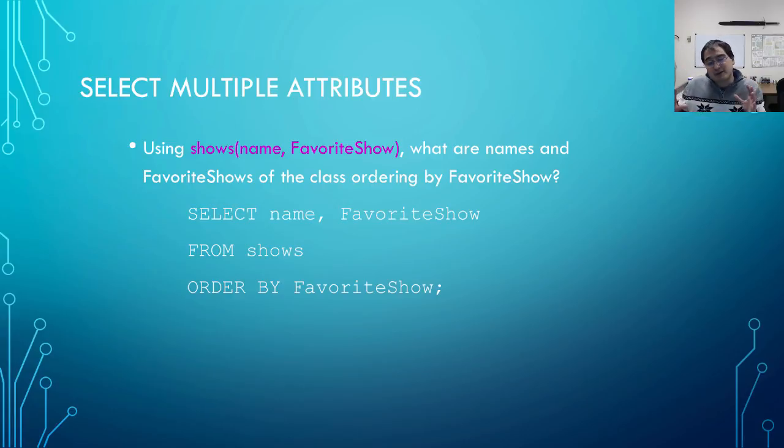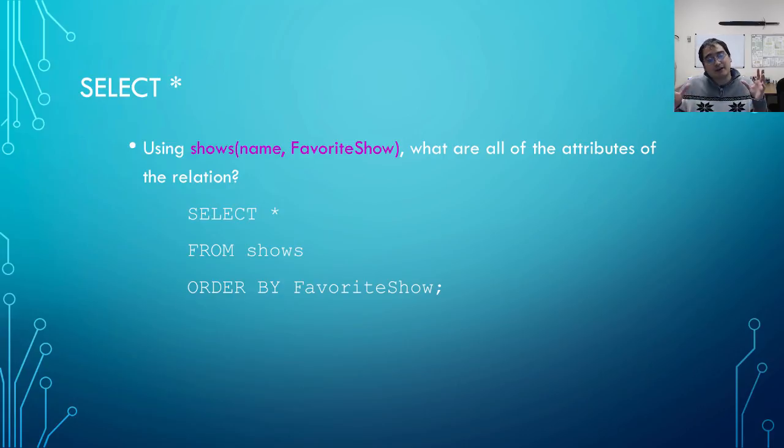However, sometimes it's really annoying to specify all of the columns if you want to just get all of the columns in a relation. The easy way to just say, give me all of the columns, is to say select star, select asterisk. So if I say select asterisk from shows, order by favorite show, I'm basically saying, give me all of the attributes in shows, and I don't have to specify them each individually.